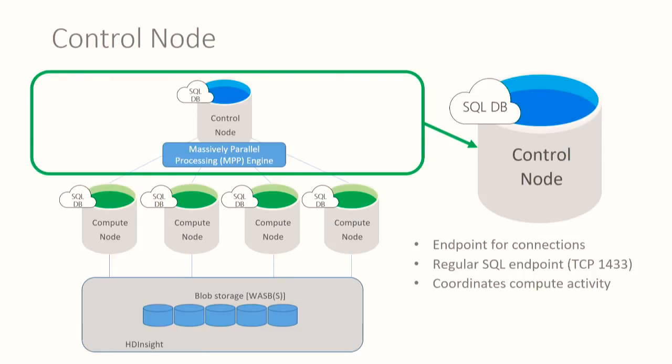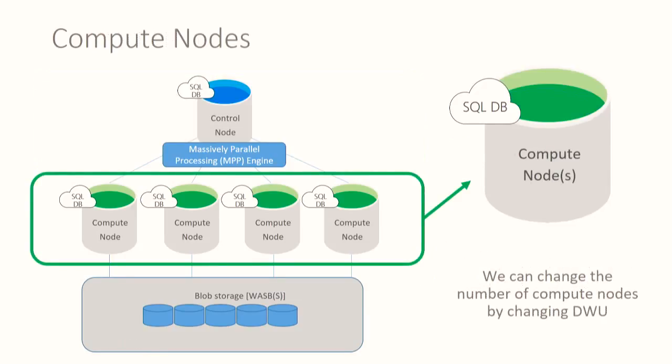So the control node, it's the endpoint for connections, standard SQL endpoint, TCP port 1433. You can connect from Management Studio. It'll pop up a few errors because it's not the traditional SQL server, so you'll get a few warnings coming up, but it works better from SSDT, Visual Studio, and it coordinates all the activity, as I've said. So your compute nodes are down there. As we've said, we can change the number of compute nodes, and what we'll be doing here is changing the DWUs, and I'll talk about DWUs in a second.